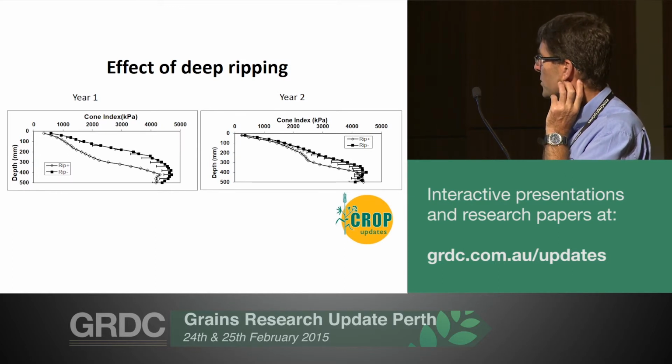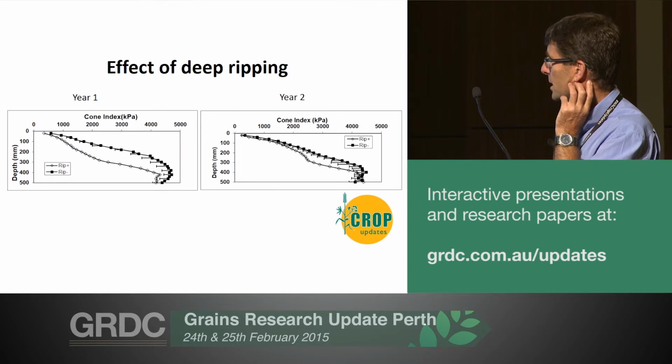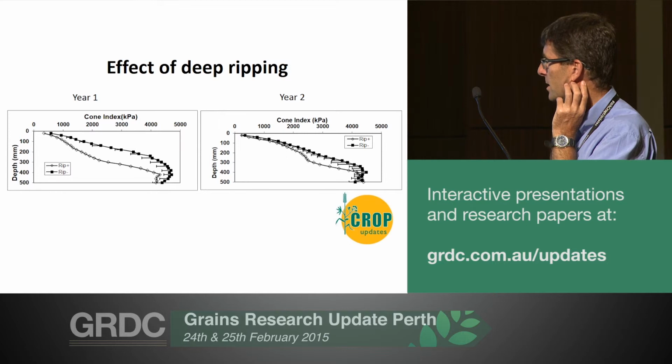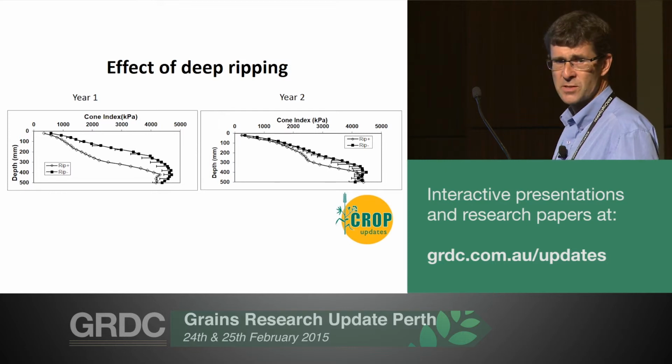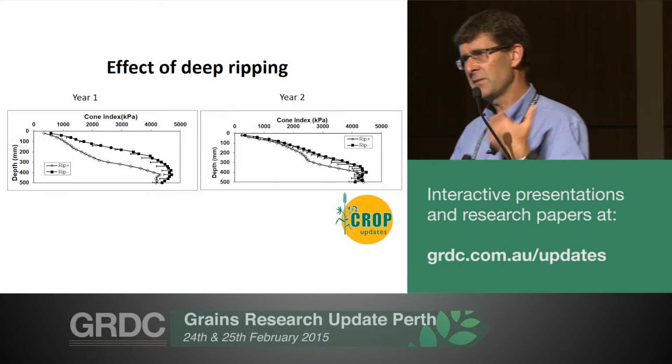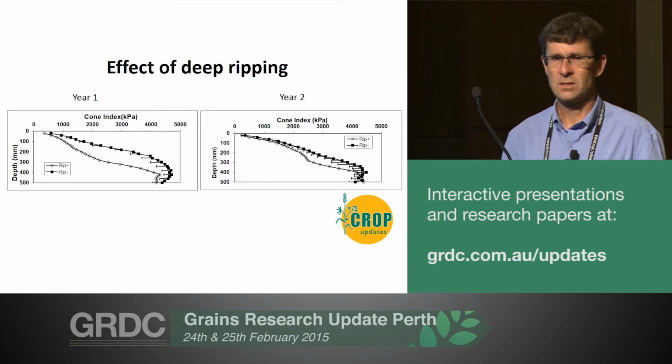What we found here was that after we ripped in the first year, we got quite good breakout across the site, and also quite good reduction in soil strength down to about 30 centimetres. Below 30 centimetres, even though we ripped to 40 centimetres, we still couldn't get that bottom 10 to really break out. However, that was after the first year. After the second year, you can see that it virtually collapses in the top 20 centimetres or so. And so the longevity of the ripping is not all that long.